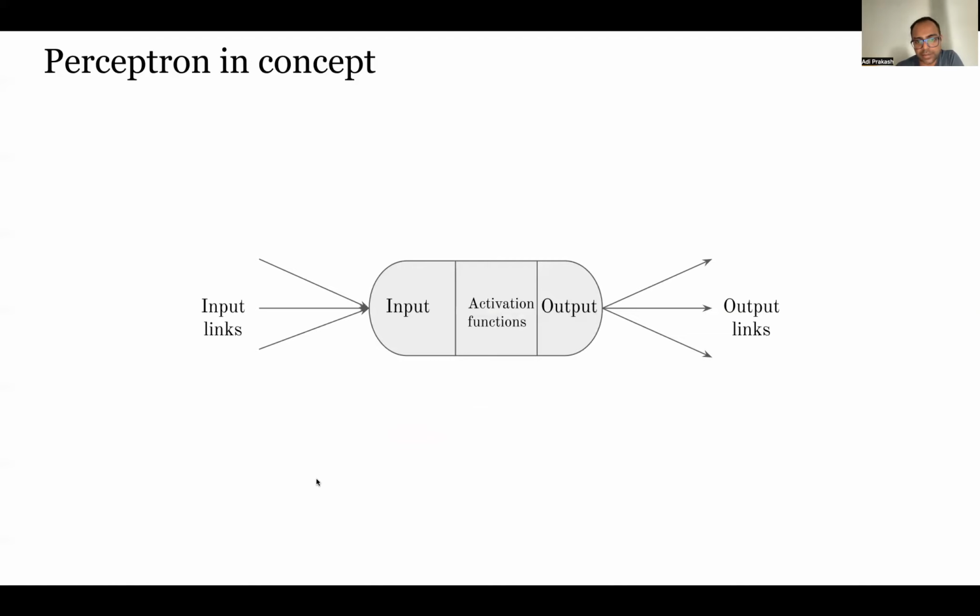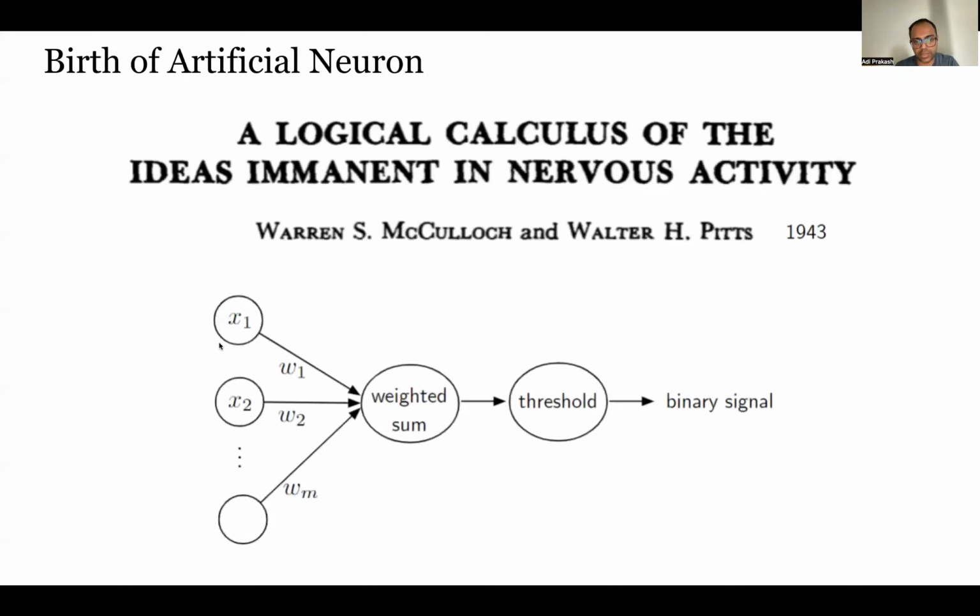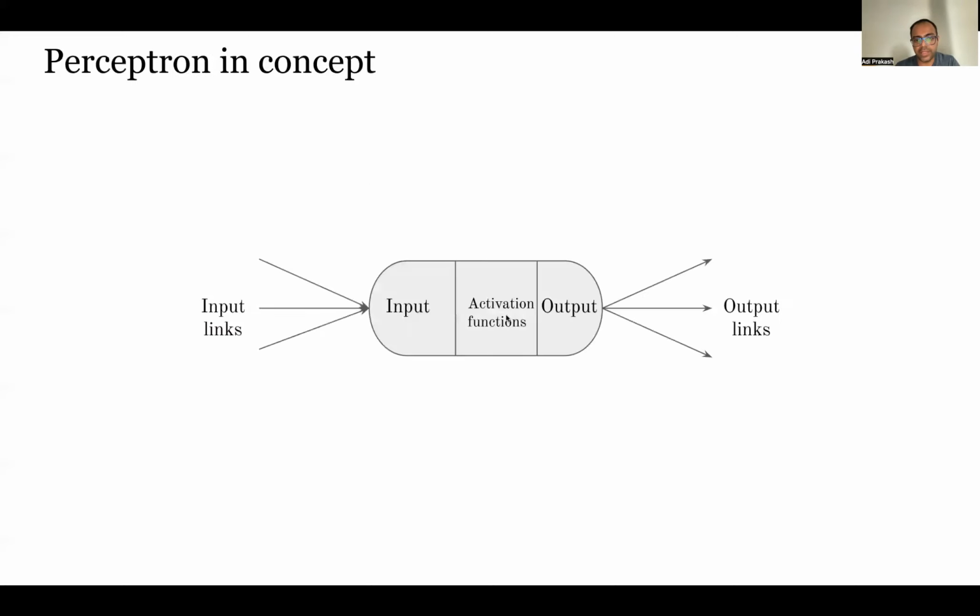Now again, let's make sure that we all have this terminology that we all agree upon, right? So whenever I say input, there will be a bunch of input links. Here in this case, x1, x2 up to xm would be input. And then in the middle you have something called an activation function. You will see why it's called activation, because either it activates or it doesn't activate. And then this will lead to output.